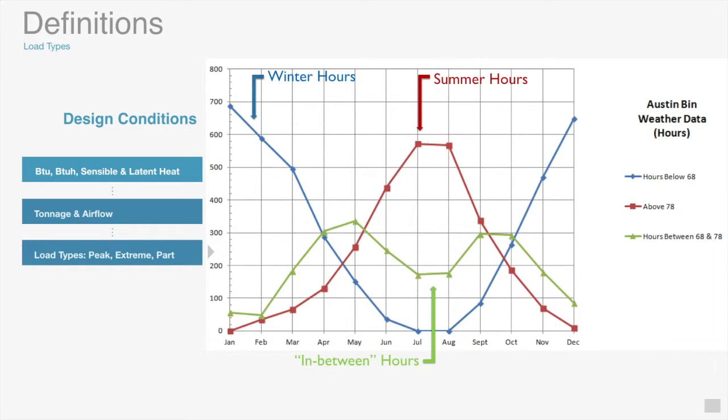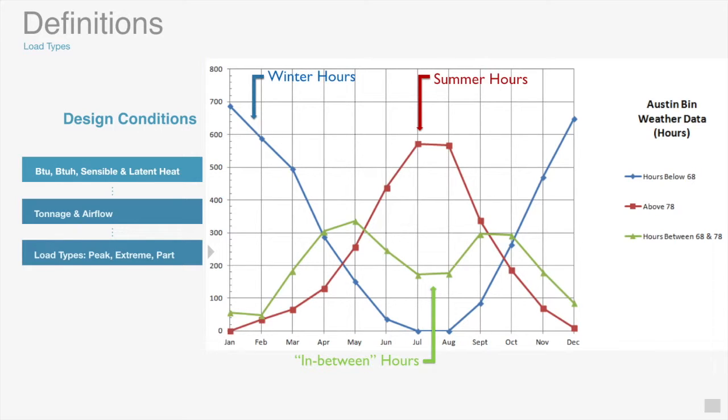And what you can see here is, as you would expect, in January we have no summer hours, anything above 78 degrees Fahrenheit. It gets pretty close sometimes, but virtually nothing there. And all of the hours of January are below 68 degrees, so we need heating then.